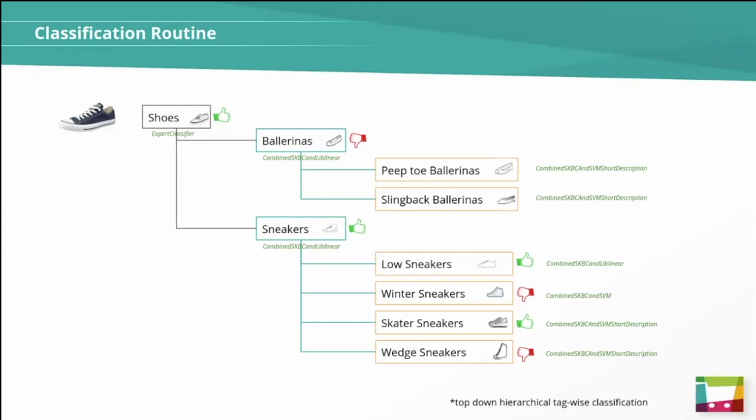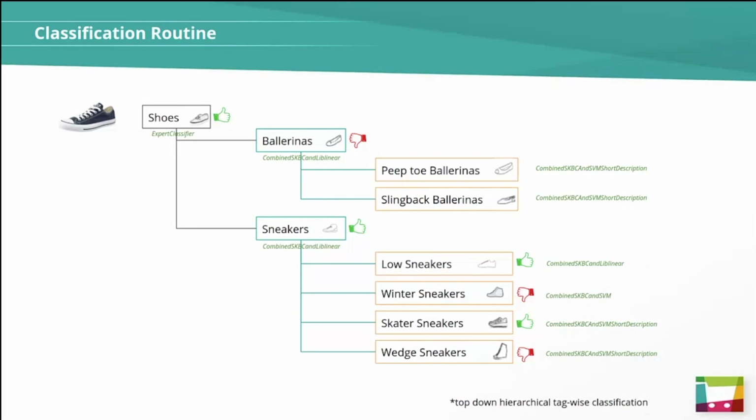So to distinguish low sneakers from winter sneakers, or sneakers from ballerinas. So for every node on the tree, we train actually a machine learning model to tell us whether this is the tag or not the tag. And once we have these machine learning algorithms trained for every node of the tree, we can just throw in this tree all the items we get, and every classifier, every machine learning model will tell us whether the tag applies or not.